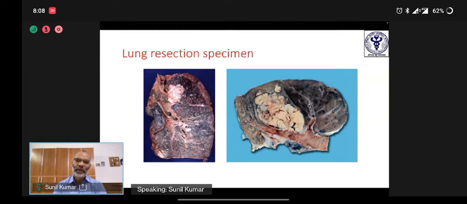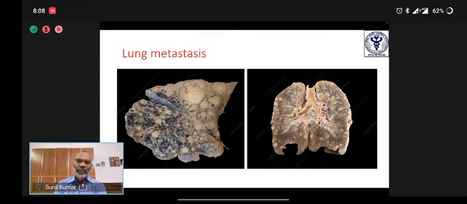Similarly, what kind of tumor do you expect? Is this a small cell tumor or a non-small cell tumor? In all probability non-small cell tumor, because for small cell tumor, in the first place, you will not be going for surgery in all probability. That's the reason I kept this specimen immediately after the previous one.